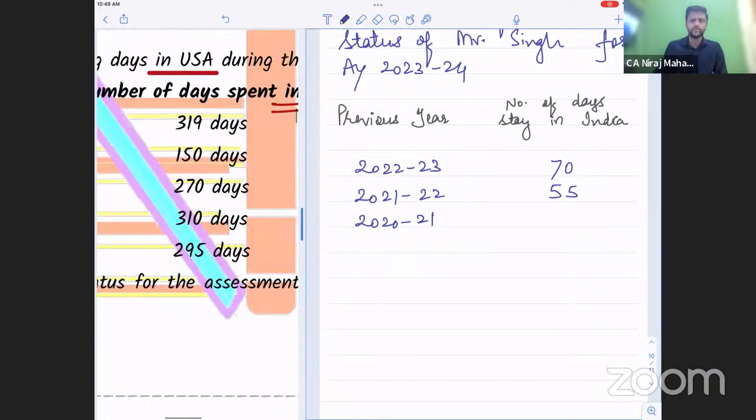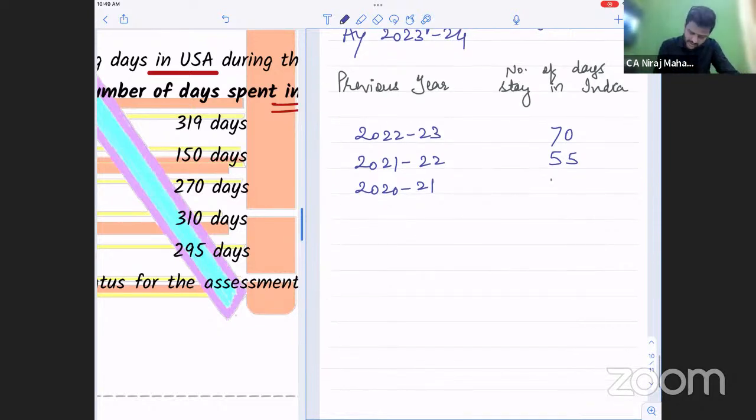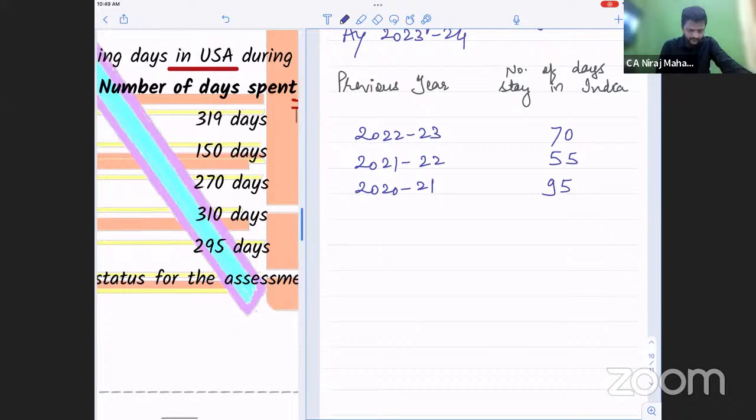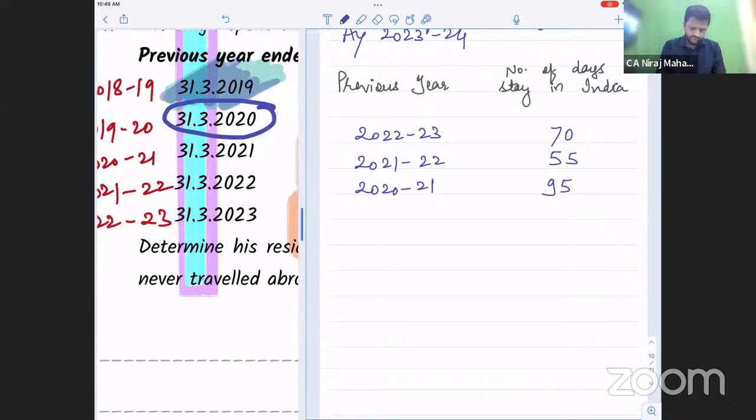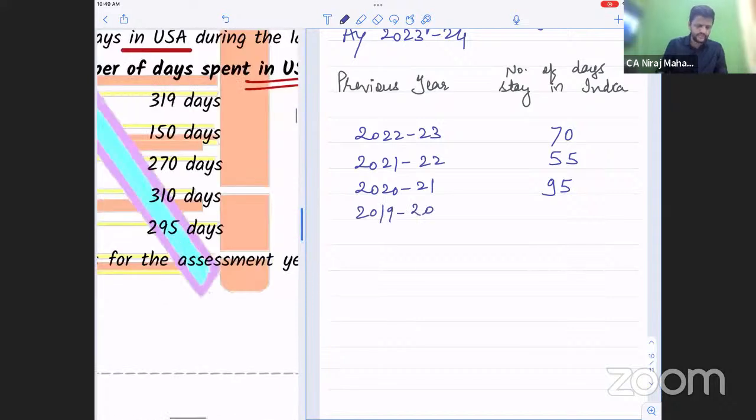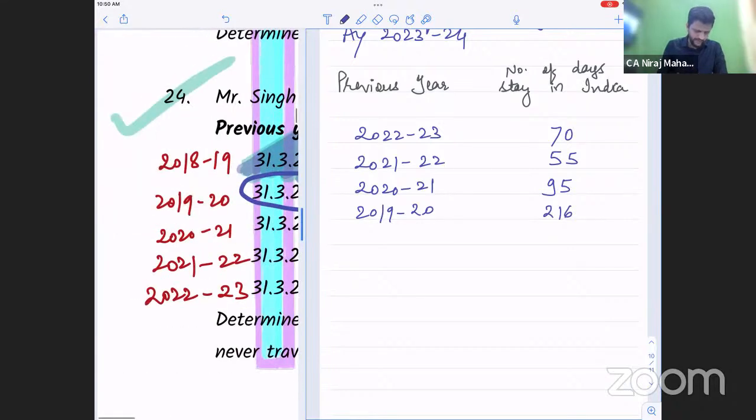2021. He's in USA for 270 days. So 365 minus 270, 30 and 65, 95. Yes. But here we have a leap year, for the year ended 1920. Over there in USA 150. So this is 366 minus 150, 216.